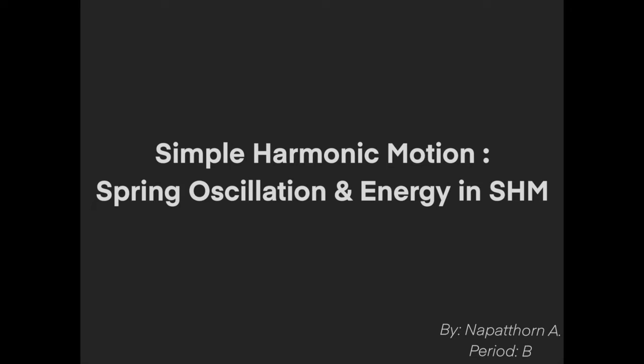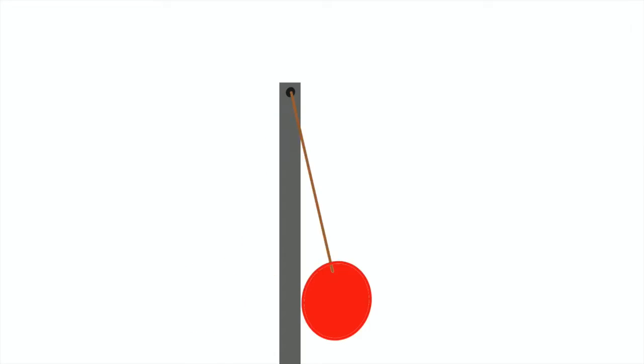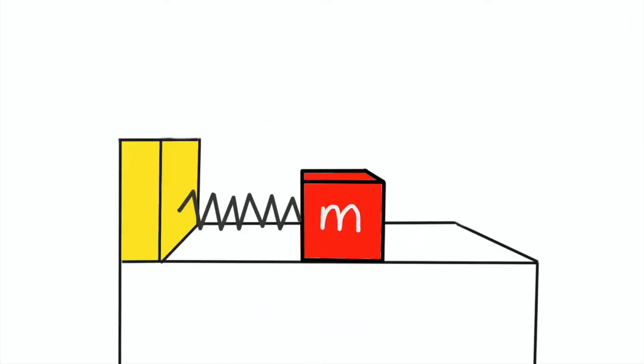And today I will be presenting to you guys about simple harmonic motion, spring oscillations, and energy in simple harmonic motion. So first, let's actually understand what is simple harmonic motion. Basically, simple harmonic motion is when an object goes through a repeated motion when it vibrates or oscillates. An example of this motion can happen in a pendulum and in springs. And I will be talking about simple harmonic motion in spring oscillations in this video.